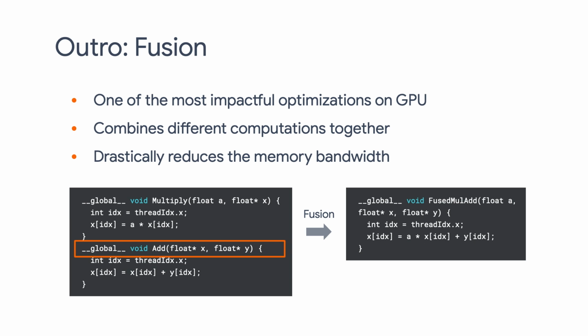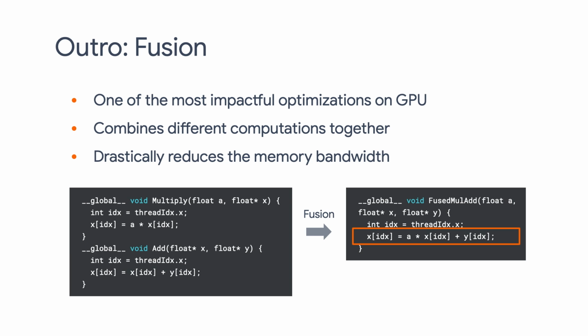It would be a lot more efficient if we could hold the intermediate result directly in the registers and never have to materialize it. The fusion optimization does exactly that. As seen in the kernel on the right, we can combine multiplication and addition into a single kernel, which only has a single memory read and a single memory write, effectively halving the required memory bandwidth.